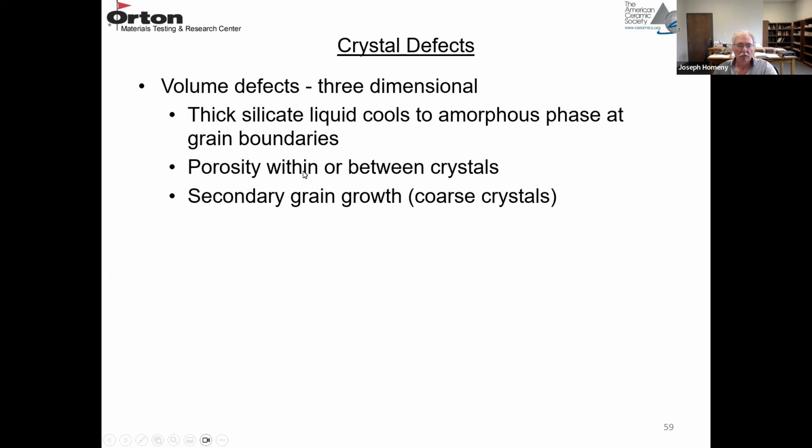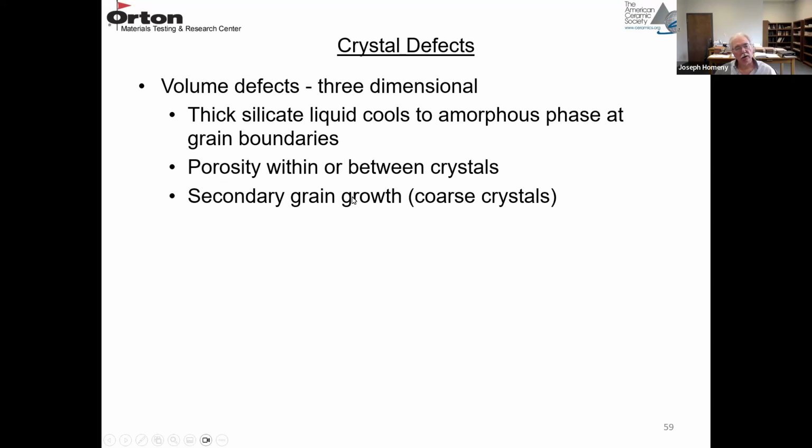Porosity is a volume defect between crystals. When we talk about microstructures, we'll talk about the effect of porosity. Porosity improves thermal insulation. It decreases strength. It improves thermal shock resistance. So porosity can have various effects on the properties of the material. So it's a three-dimensional defect.